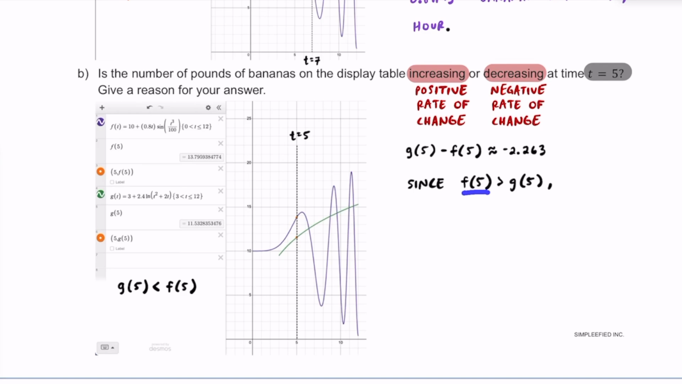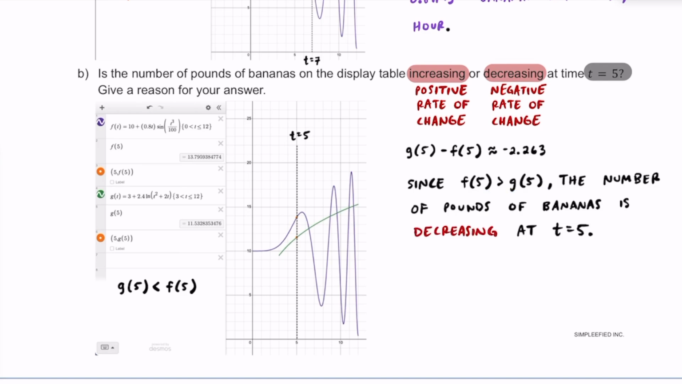Since f of 5 is greater than g of 5, or you can say g of 5 is less than f of 5, the number of pounds of bananas on that display table is decreasing at time equals 5, or 5 hours after opening. And just a quick side note, if this was reversed, if we found out that g of 5 was greater than f of 5, hopefully that makes sense, that means the amount would be increasing, or more bananas would be put out than being taken away.